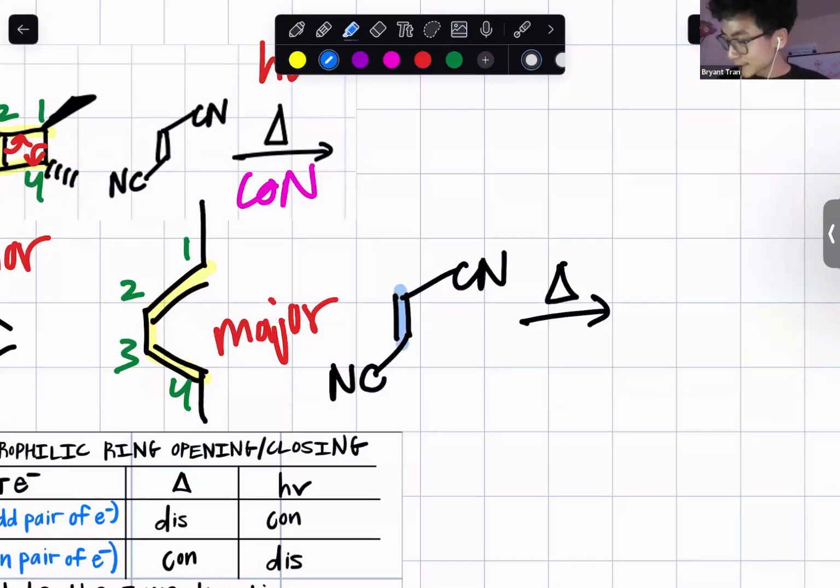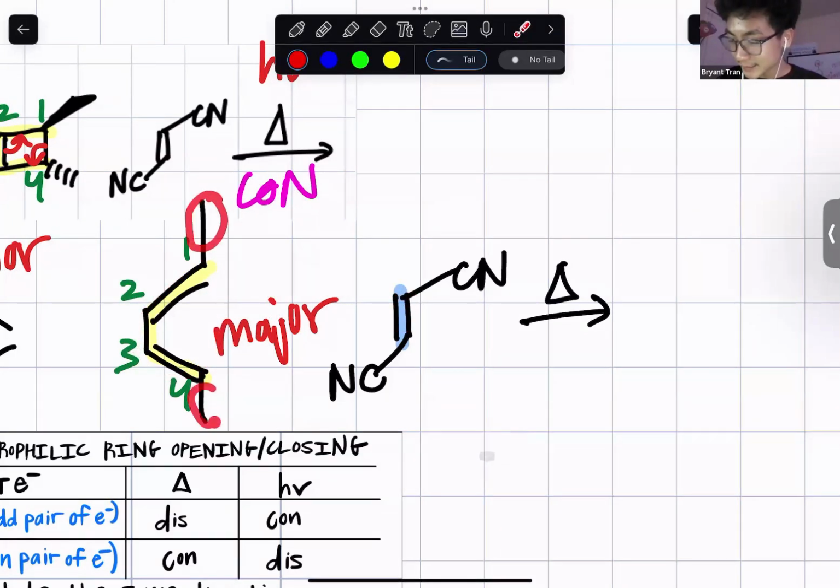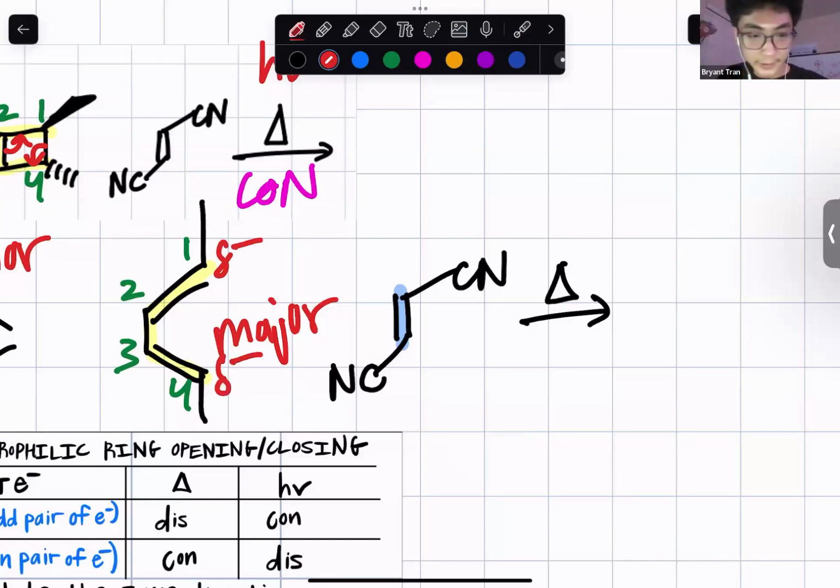Diels-Alder, yes, because this is my diene, this is my dienophile here. And the charge alignment is already there, right? Because I have an EDG here, an EDG here. So I have a partial negative charge on this carbon, a partial negative charge on that carbon, right? And I have two EWGs on this dienophile, giving us a partial positive charge on that carbon, a partial positive charge on that carbon. So we don't have to worry about regiochemistry here. The charges are aligned already.